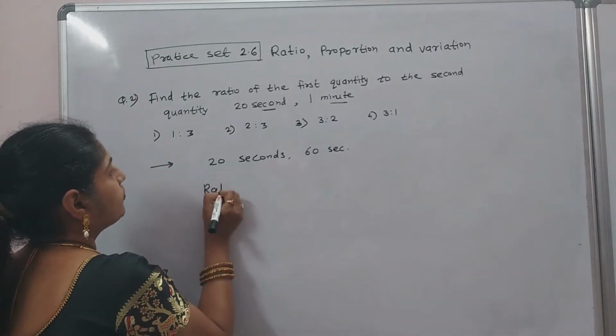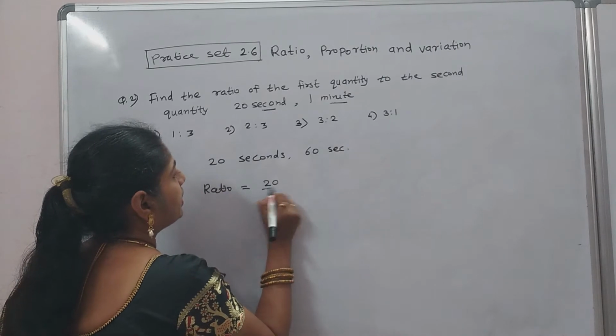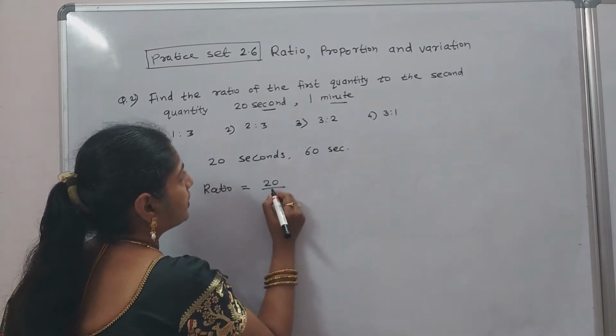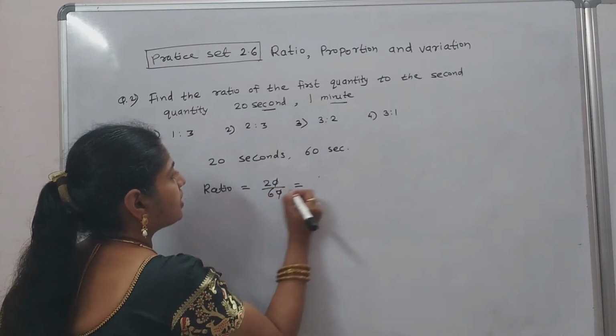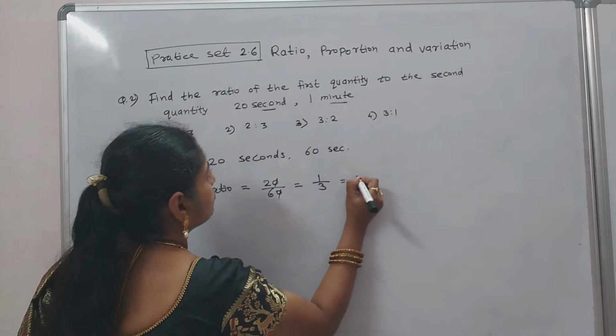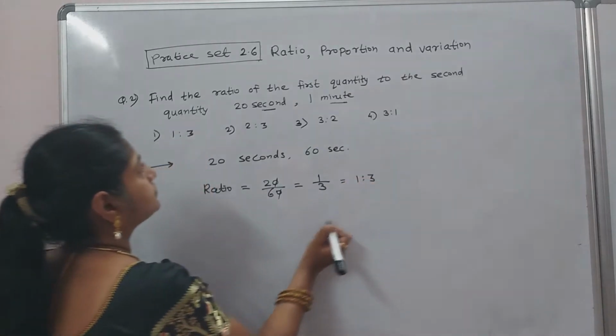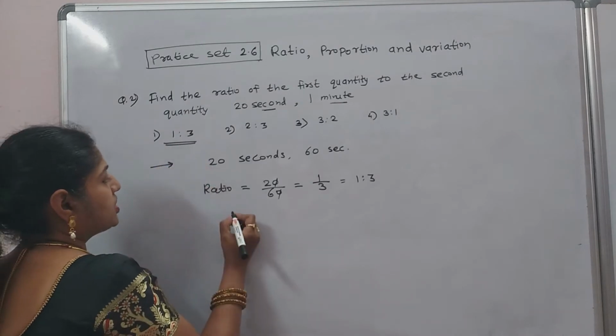Ratio equal to first quantity to the second. So write the first number 20 divided by second number 60. So ratio is 20. 2 zeros are cut, 2 ones are 2, 2 threes are 60. Ratio is 1:3. Answer is option number 1.